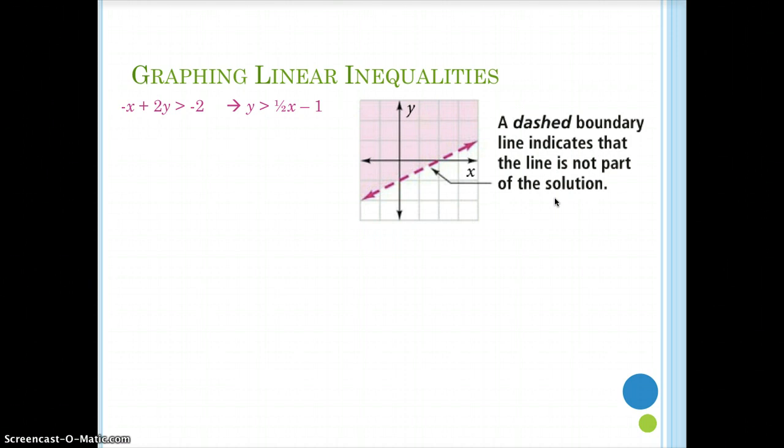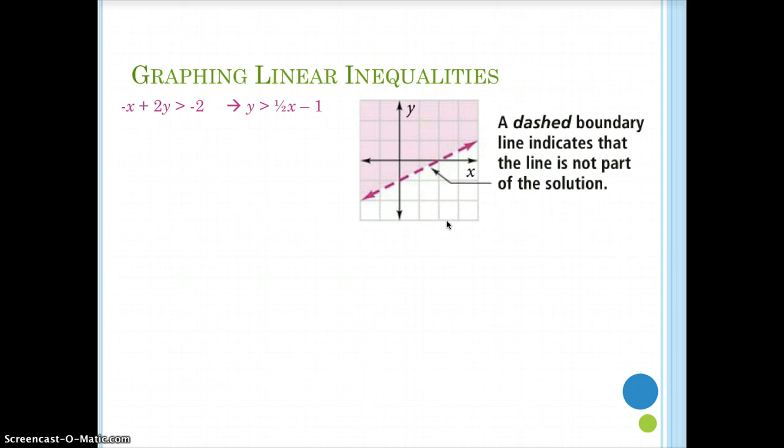The last decision you have to make is whether or not you're going to shade above or below the line. And this is where the inequality really, you have to look at what y is doing. Here, because y is greater than the rest of it, we're going to shade above where the values of y are larger. Had this been less than, we would have shaded below.